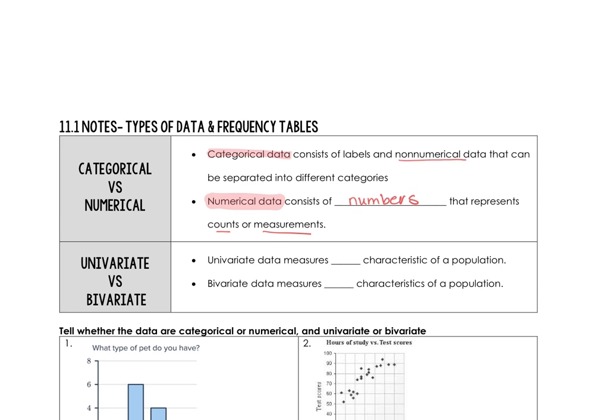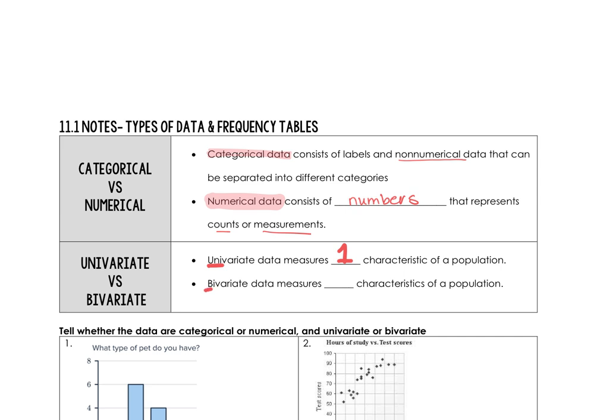Now, univariate and bivariate. That's talking about the number of variables. That's where that variate comes from. Are we looking at one variable or are we looking at two different variables? So the univariate data measures one characteristic of a population. That prefix uni, that's one, right? Unicycle, one. So if there's only one variable we're collecting data about, then it's univariate data.